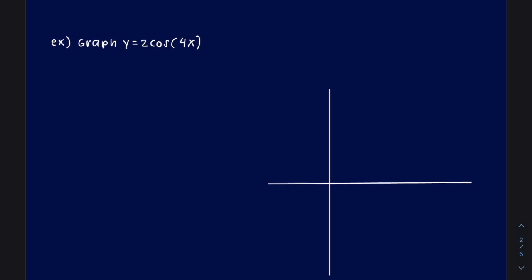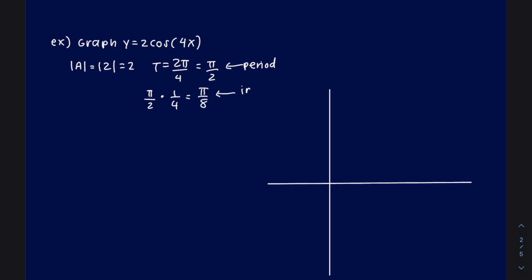So for this example, we have y is equal to 2 cosine 4x. So as always, we start off with our amplitude. Our amplitude is going to be the absolute value of 2, which is just 2. Then we find our period, which is 2 pi over 4, pi over 2. That's our period. But that's not enough information to actually graph the function. So we gotta find our increments. We do that by dividing our period by 4, which is going to be pi over 8. So pi over 8 is our increment.